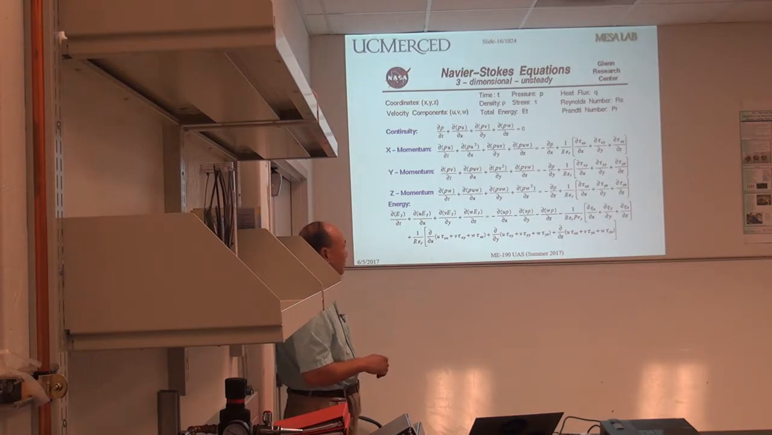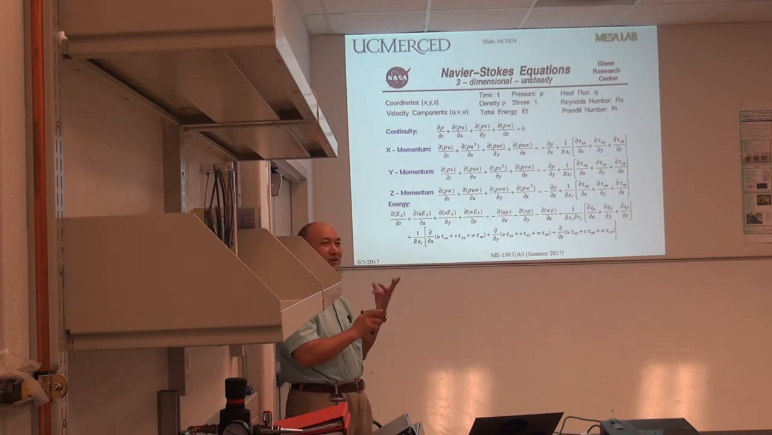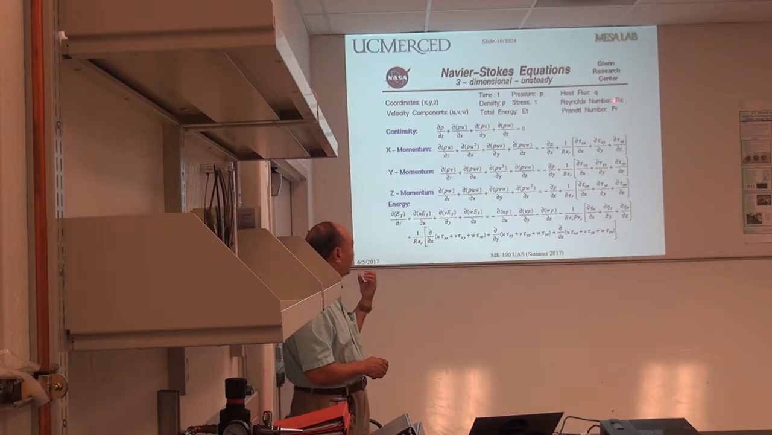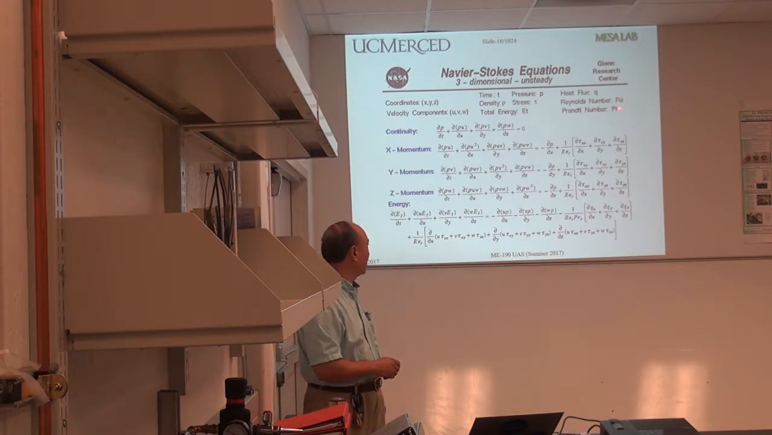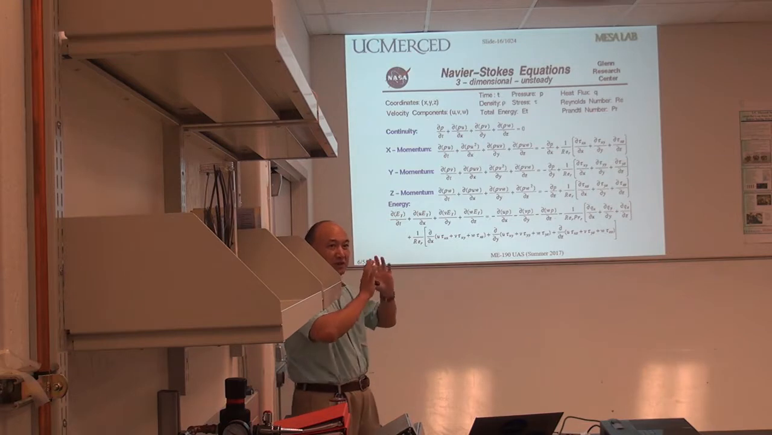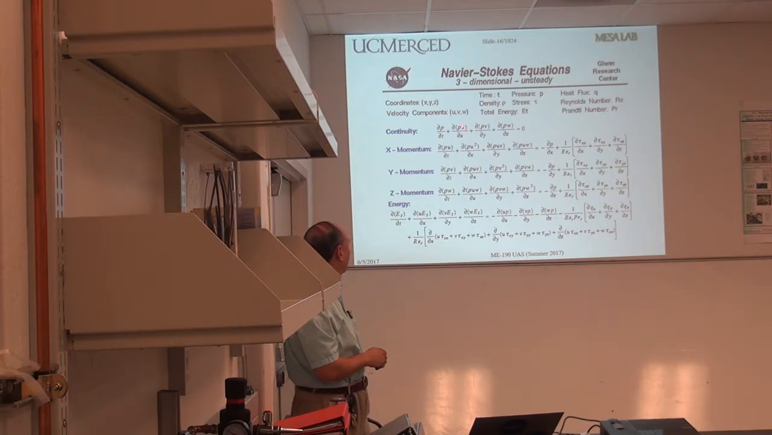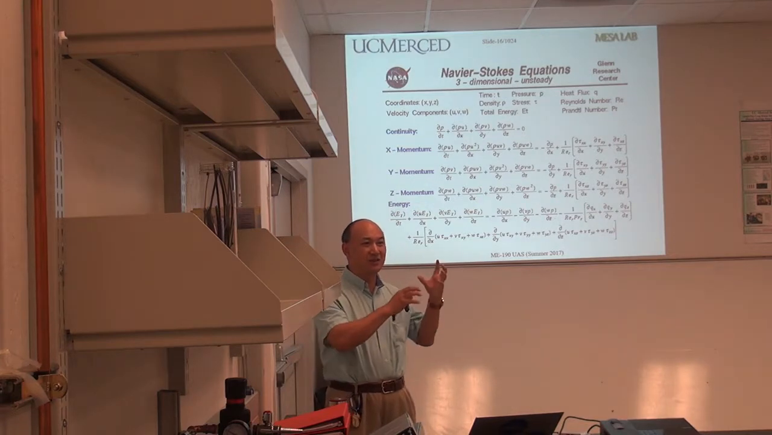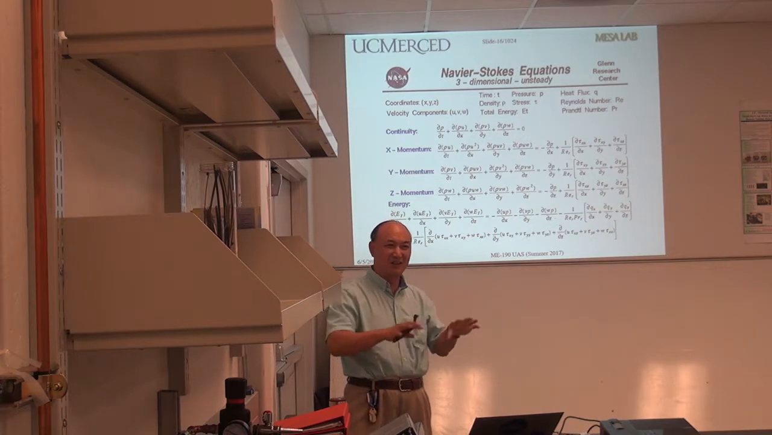So let's review the quantities. There are so many derived quantities. You have the coordinates x, y, z; velocity components u, v, w; time; air density; stress; pressure; total energy; heat flux q; the Reynolds number, which I don't have time to explain but we will briefly mention; and the Prandtl number, Pr. Then we'll have something like this: the rate of change of air density, plus the gradient in three directions of rho times u, should be zero, conserved. You increase here, you decrease there, add together, and the change will be zero.